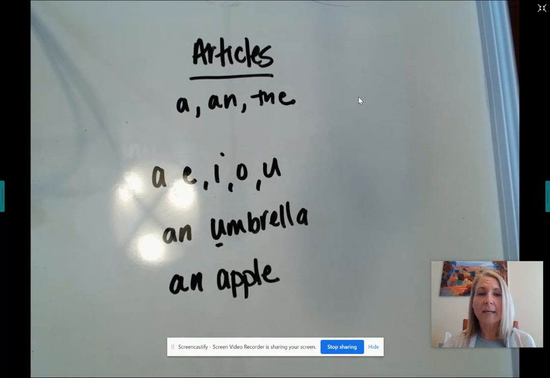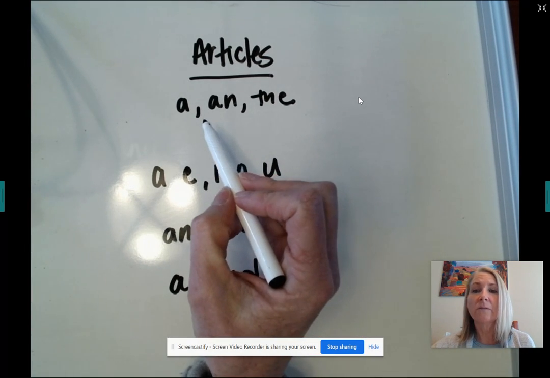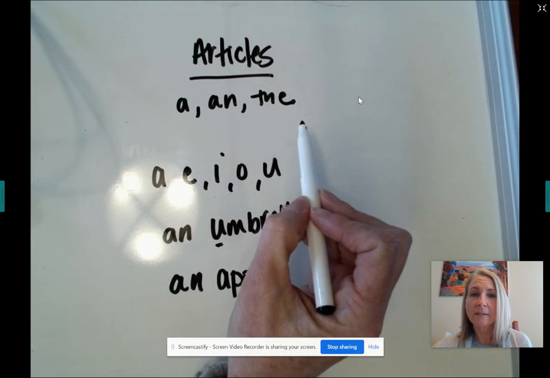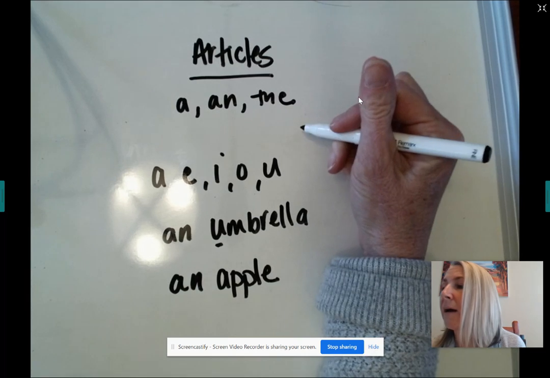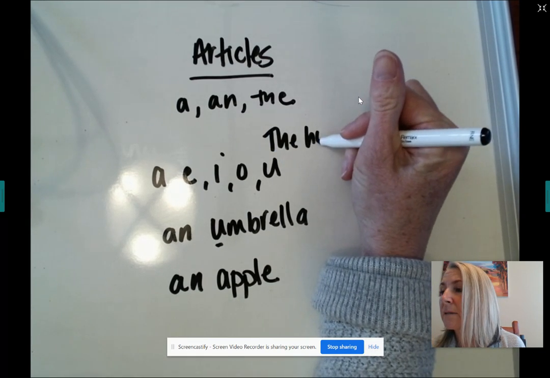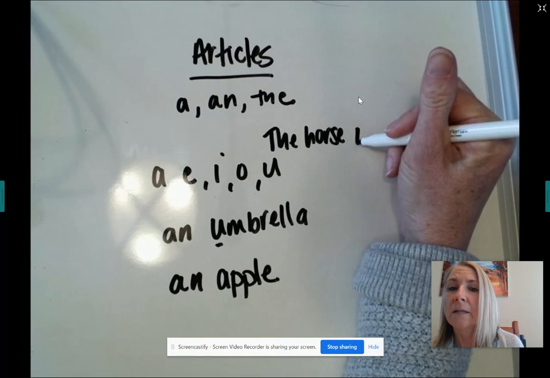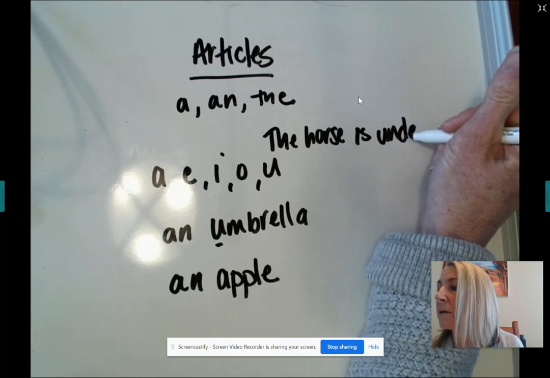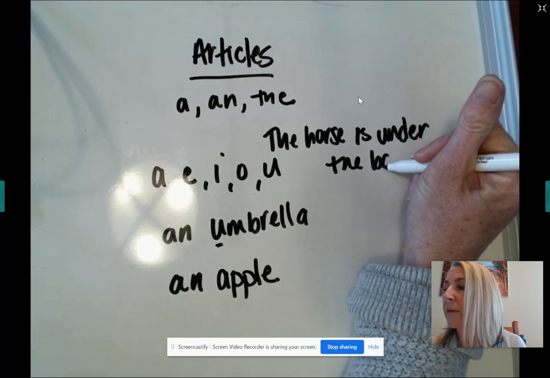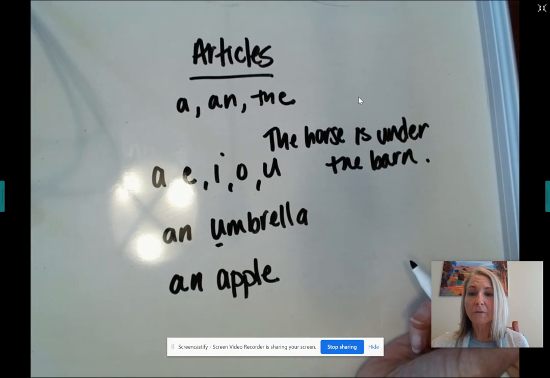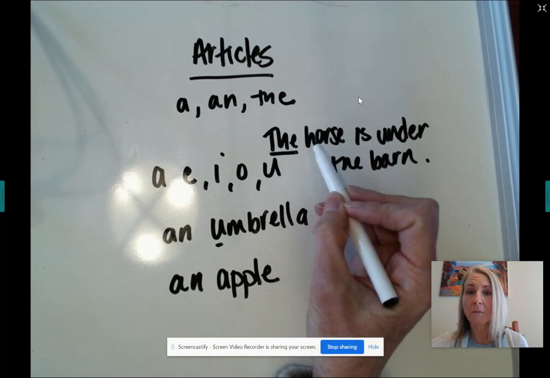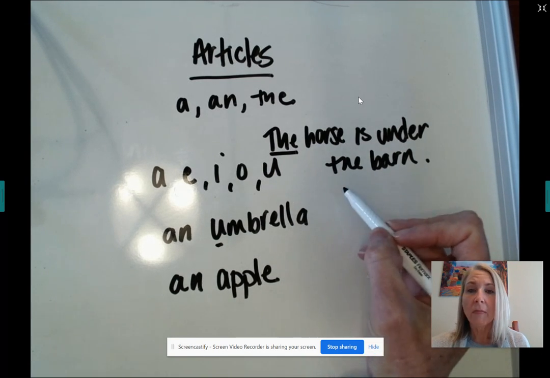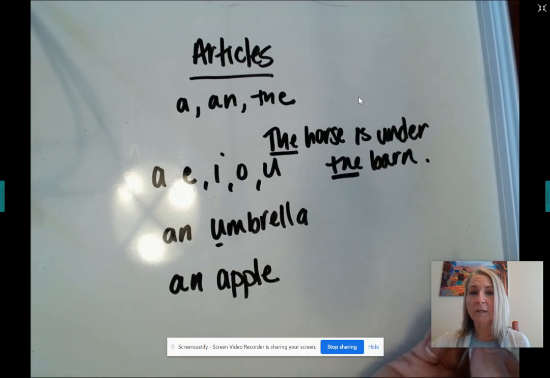As you go into the lesson today, you are going to need to look at the sentences carefully and identify the articles in the sentence. Oftentimes you'll see more than one. We might have, the horse is under the barn. Where would my articles be? I have the horse, and this article is pointing out the horse, like that one, is under the barn. The is also an article, so you would identify both of them.